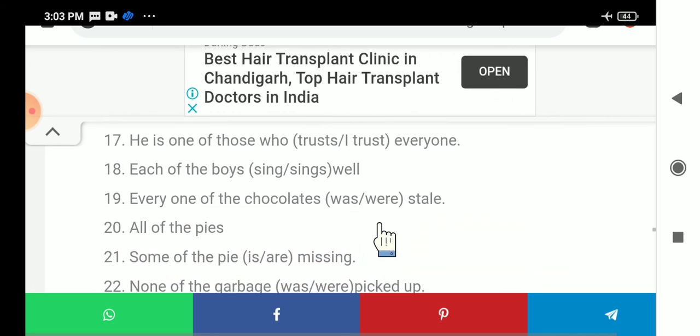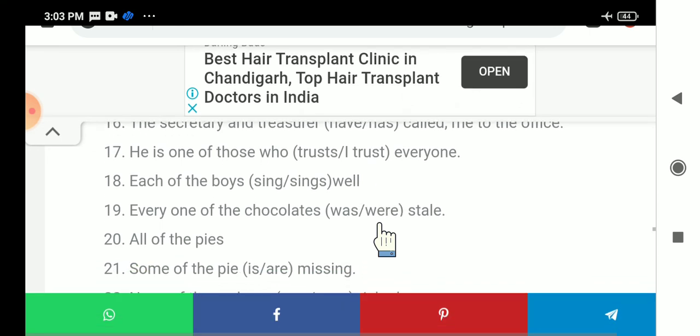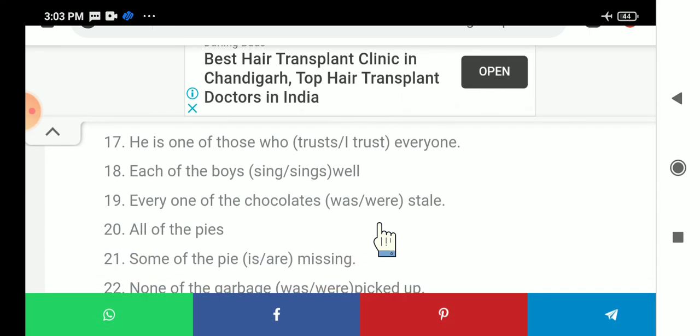Okay, question number 17. He is one of those who trust everyone. So "one of those" is added here. It gives a singular meaning. So with the singular meaning, which form of the verb? A singular verb, which is trust.